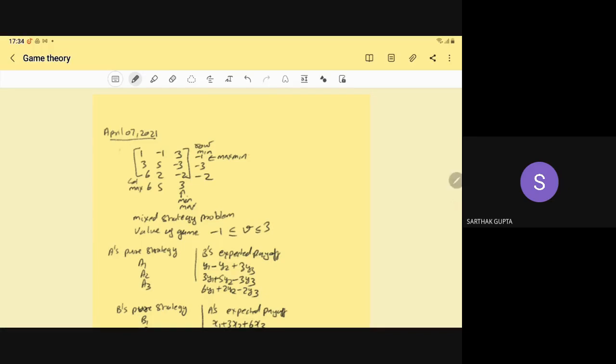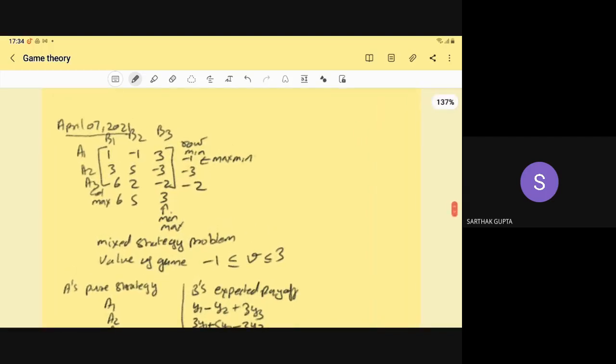Let us have a player A payoff matrix, where player A has three strategies and player B also has three strategies. This is the payoff matrix given to you: 1, -1, 3; 3, 5, -3; 6, 2, -2. First we have to verify whether it is a problem of mixed strategy or not.